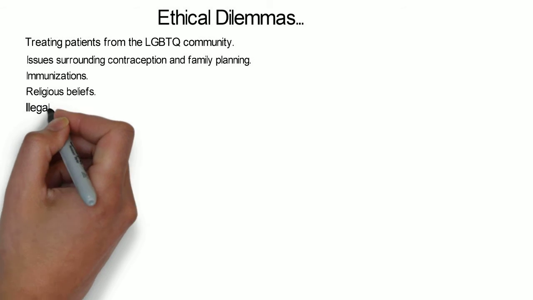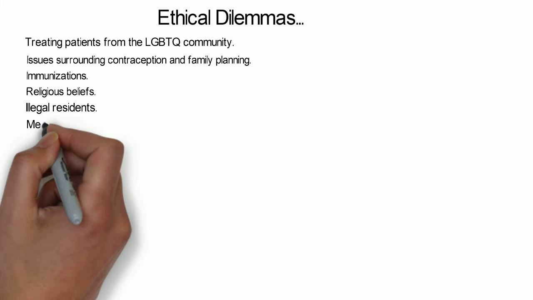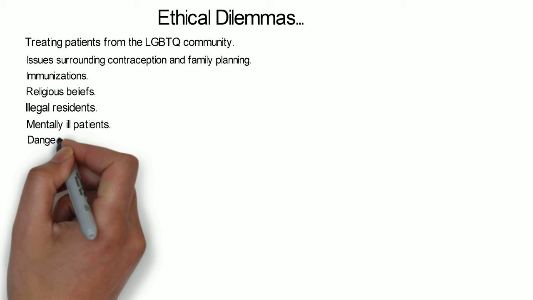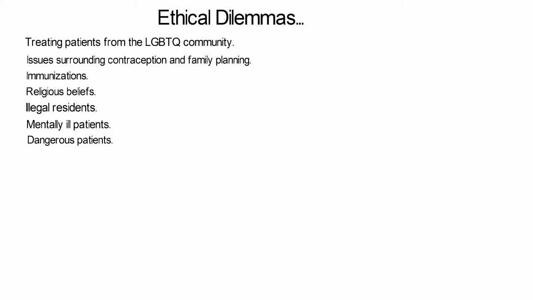How about religious beliefs? How will you address patients who refuse treatment for religious reasons? Perhaps they refuse blood products or ending a life-threatening pregnancy. Some of your patients may be in the country illegally. What are the ethics in treating those types of patients? Mentally ill patients. When do we decide to send them to a mental health professional? How about dangerous patients? What are your feelings about treating dangerous patients such as prisoners?